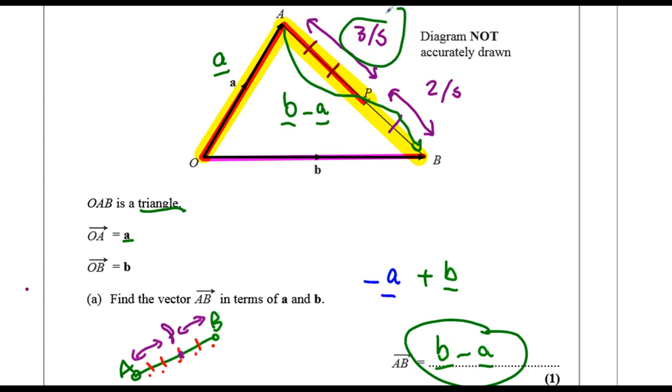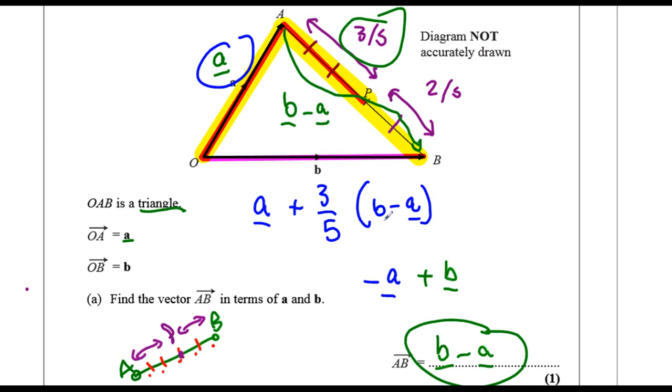And how much of it do we want to go along? 3/5. So all this information together means that we go A, and then we go plus 3/5 of B minus A. Remember, I've said shortcut is the same as the whole way there. It's the same thing, it's the same final effect. Okay, so that was the whole of B minus A. We don't want to go the whole thing, we want the fraction of how much, and that's 3/5.